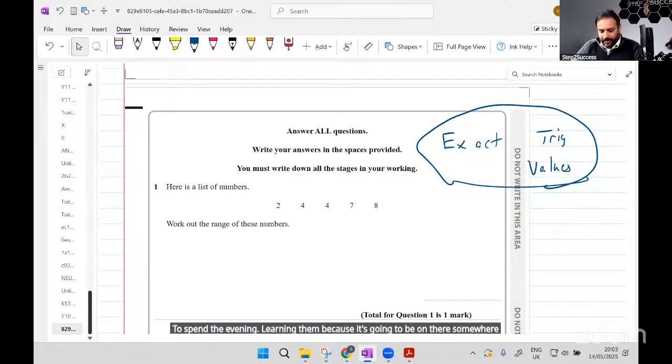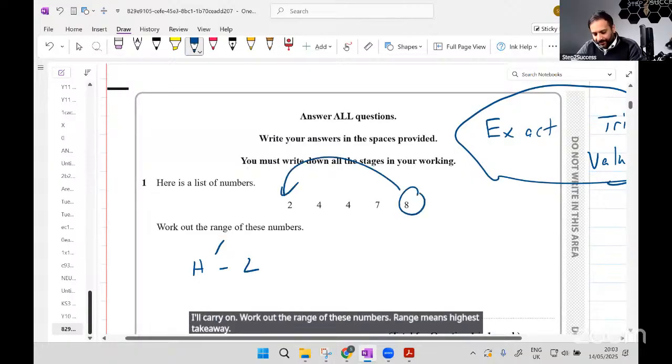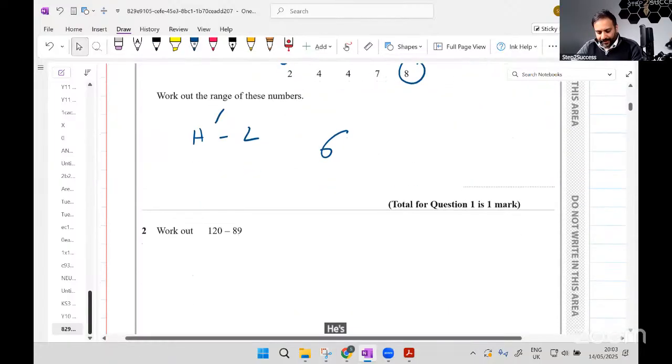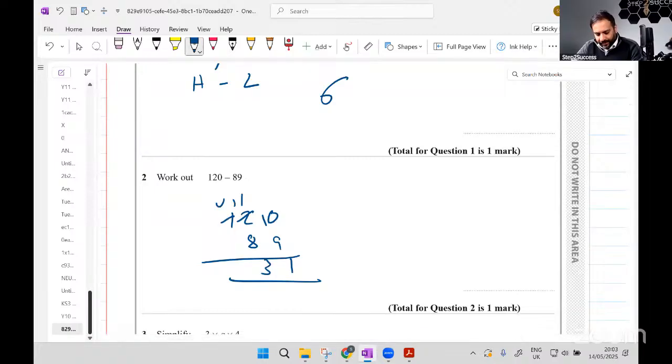I'll carry on. Work out the range of these numbers. Range means highest take away lowest. 8 take away 2 is 6. Work out 120 take away 89. 31 should be the answer. Okay, I appreciate I've done that quite quickly.